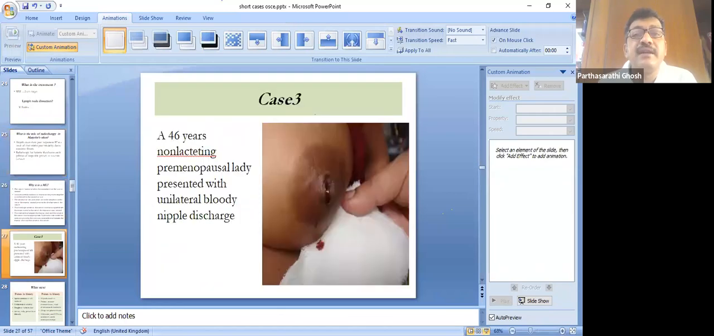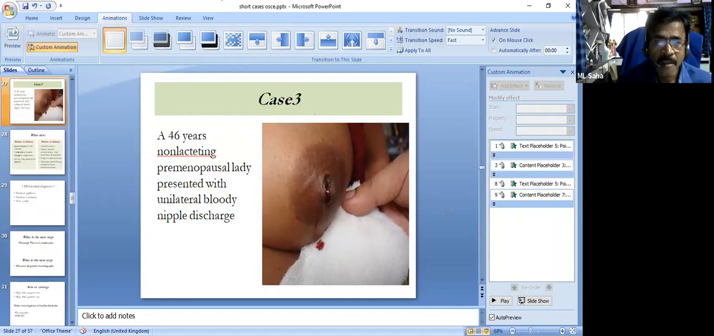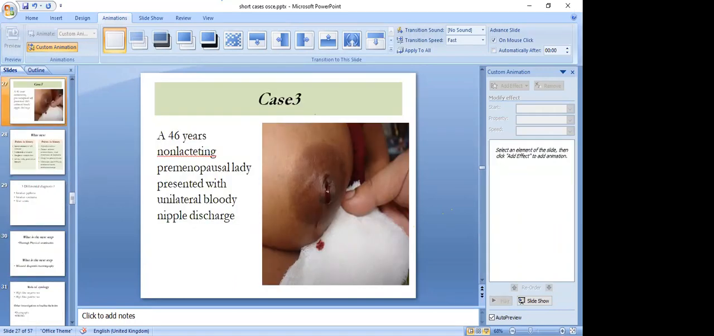Okay. Now, let us move to the next case. Thank you, sir. A 46 year old non-lactating premenopausal lady presented with unilateral bloody nipple discharge. Forty-six years, premenopausal, non-lactating, unilateral bloody nipple discharge. Yes, sir. Yeah, please. Now, how to proceed?